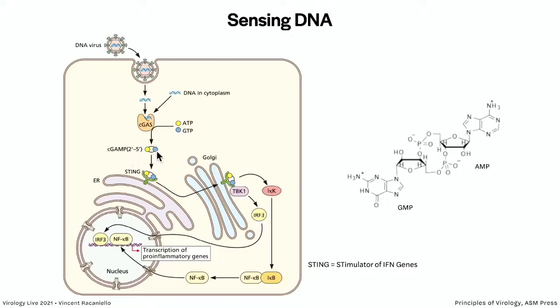Cyclic GAMP, or cGAMP, then binds an ER protein called STING, which stands for stimulator of interferon genes. You can make a lot of cool jokes about this sting policing the cell. Let's see who picks that up.